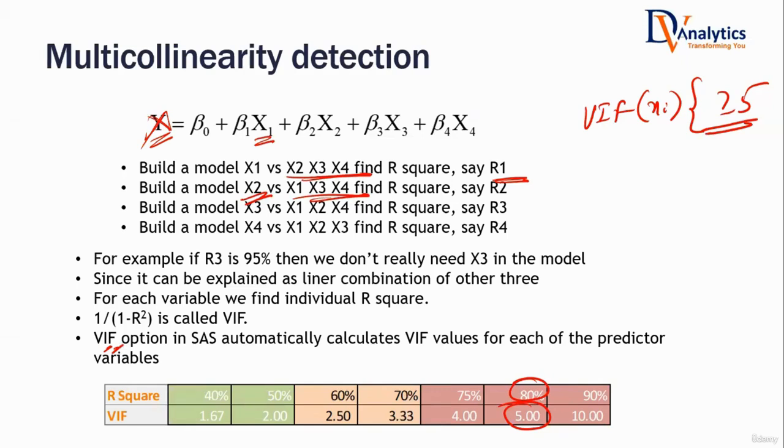Got it? So how do you detect multicollinearity? What is the measure that is used for detection of multicollinearity? Which measure is used? VIF. And how do you choose which variable has a multicollinearity issue? If VIF is more than 5.